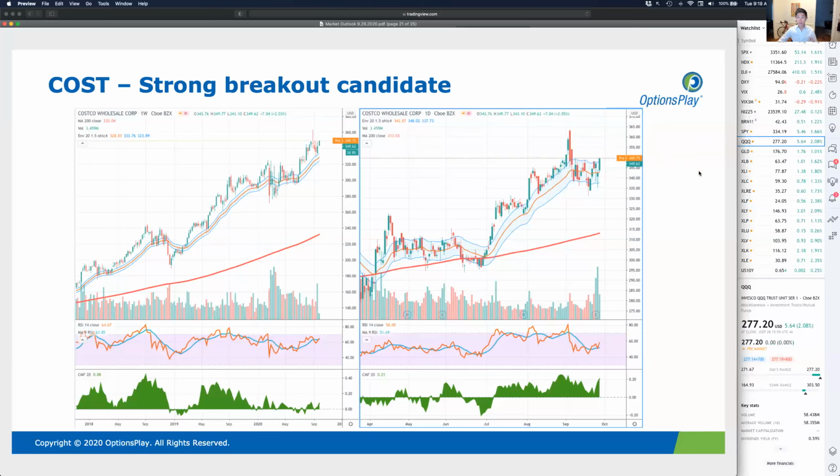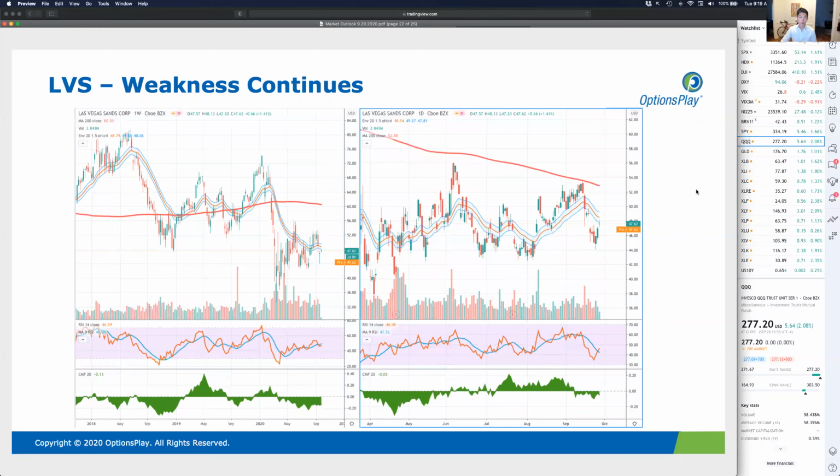So again, we don't see the same picture across the board. Technology looking fairly weak, but we're starting to see some of this rotation into industrials, into semiconductors, into staples that have seen some of this strength. Even financials looking fairly strong here.